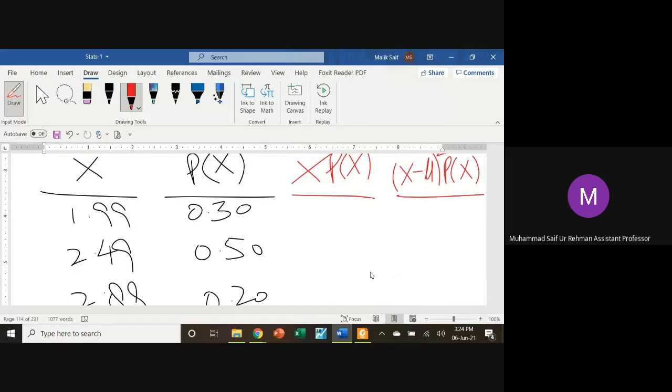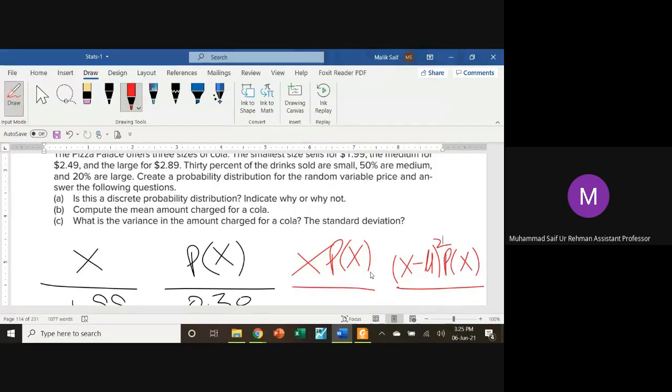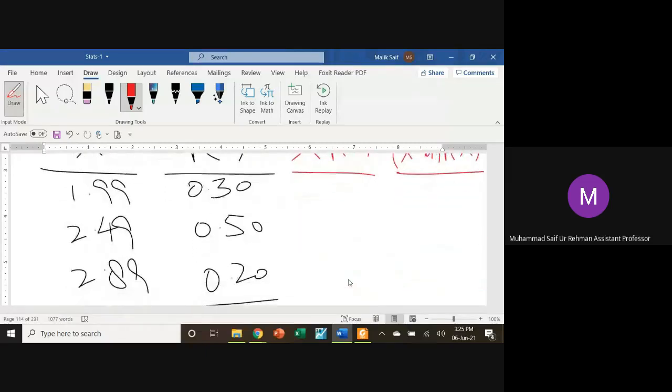Yes, what is your opinion? Should we solve it or move onward? As you wish, sir. I think it is very easy. You can solve it. Is there anybody who is unable to solve this question? No, everybody can solve.